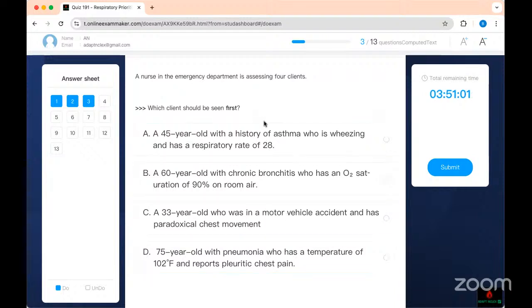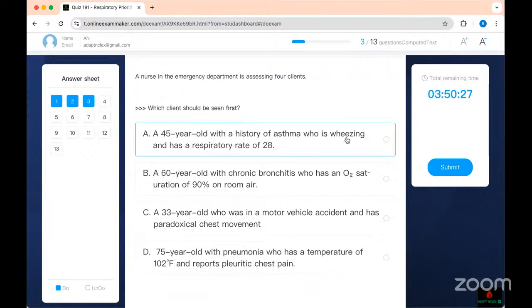Who in emergency should be your priority? Is it the asthma patient who is wheezing and has respiratory rate of 28, or the bronchitis patient whose saturation is 90, or the patient who has a motor vehicle collision with paradoxical chest movement, or the pneumonia patient with periodic chest pain and a temperature? What do you think? Based on these 4 respiratory patients, they all have something going on. Who are you going to see?